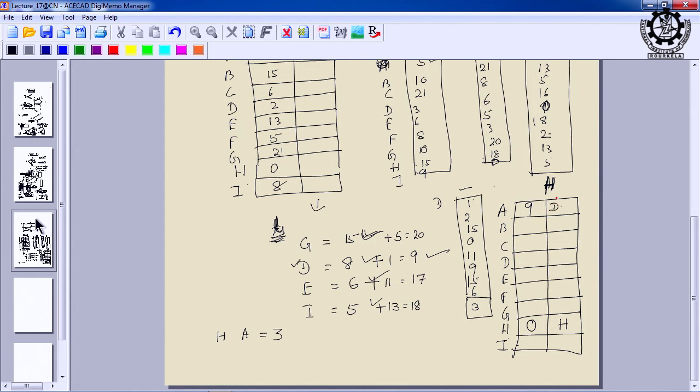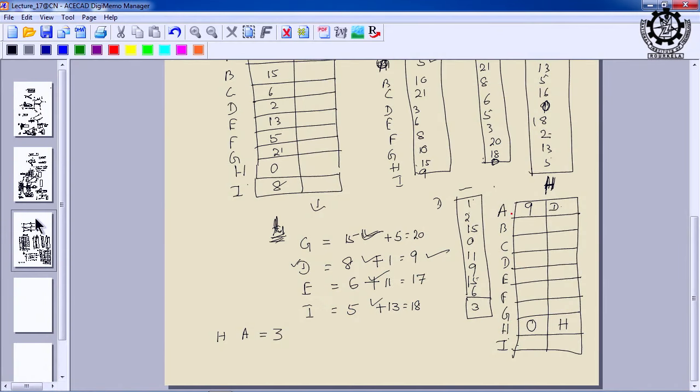Is that clear? What is my next neighbor cost, the updated neighbor cost, and in that neighbor what is the stored value, and it decides what is the update for the current table. Similarly, find out for B.